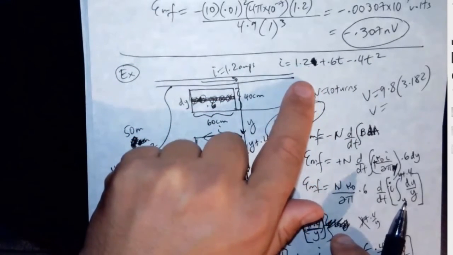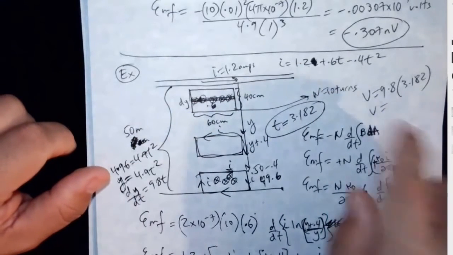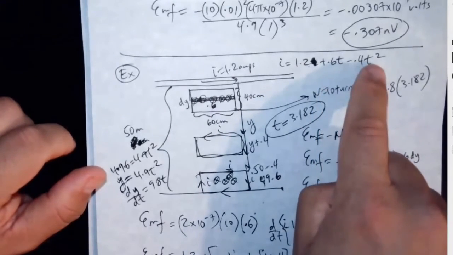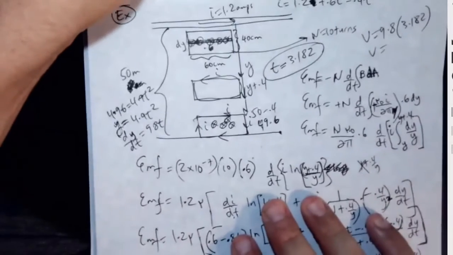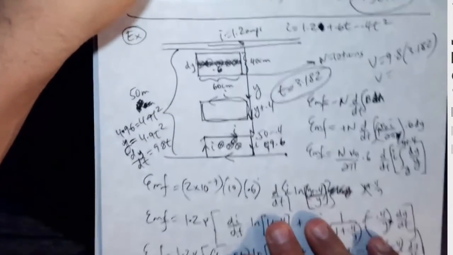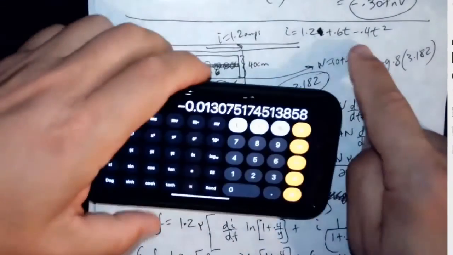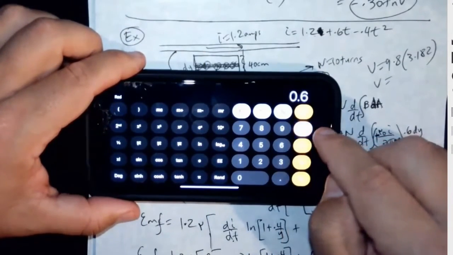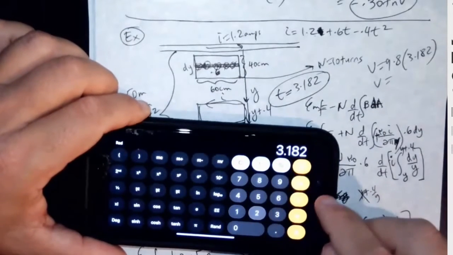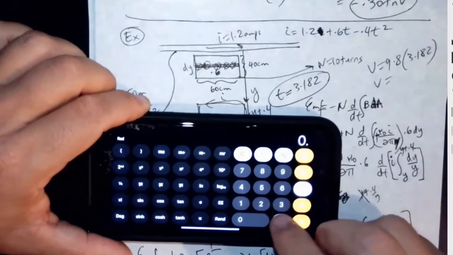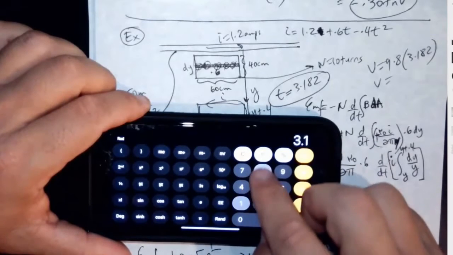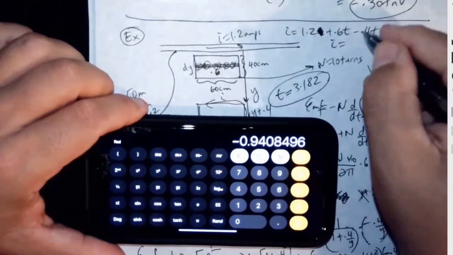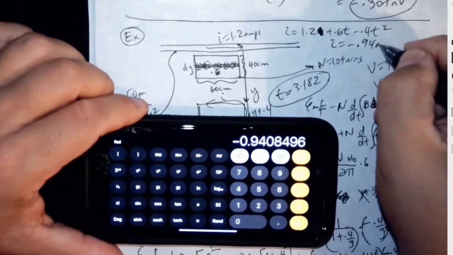Well, at that instant, what is the current in the wire? At that instant, what is the current in the wire? Let's see. What was the time? The time was 3 seconds. 1.2 plus 0.6 times 3.182 minus 0.4 times 3.182 squared. Okay, the current has already flipped: 0.94 amps.